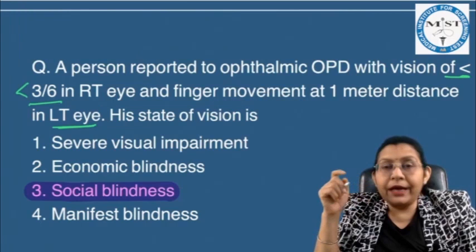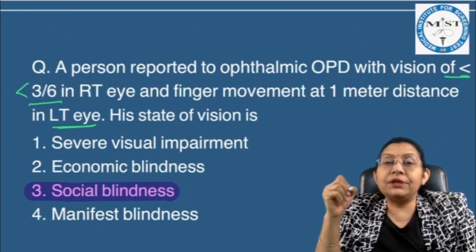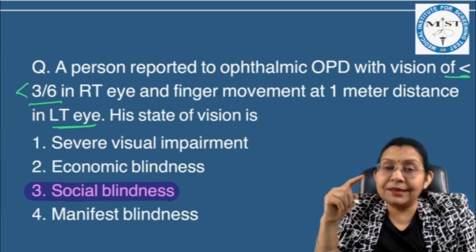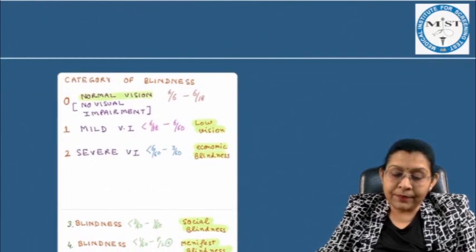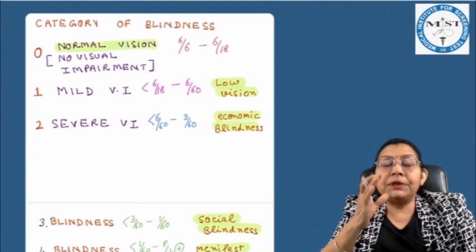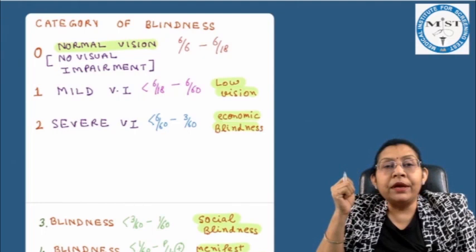Now again, there is a little bit of controversy in this question, because some students were saying that the vision in the better eye was 3/6, and some students were saying it was less than 3/6. So in both cases, the answer will change. Okay, so what are the various categories of blindness?